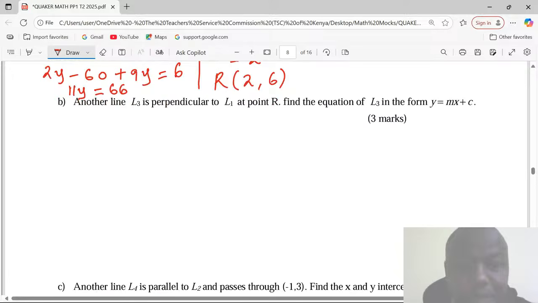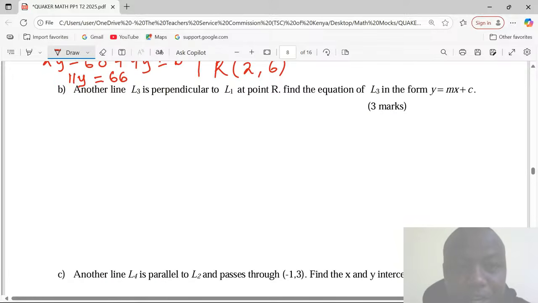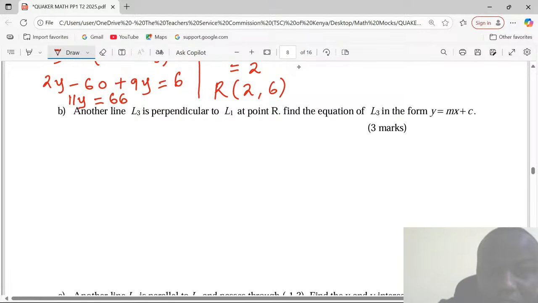Look at part B. Another line L3 is perpendicular to L1 at point R. The R that you've worked out here. That's why you're supposed to be very correct when working out the questions, because you find the values you are getting are required in the subsequent questions. Find the equation of L3 in the form y equals mx plus c.